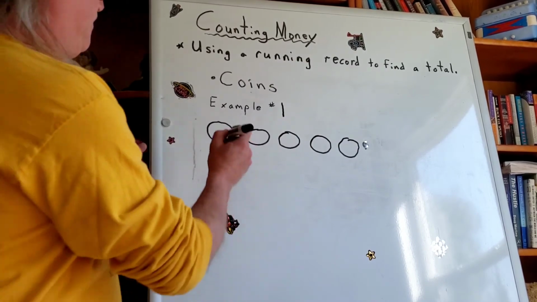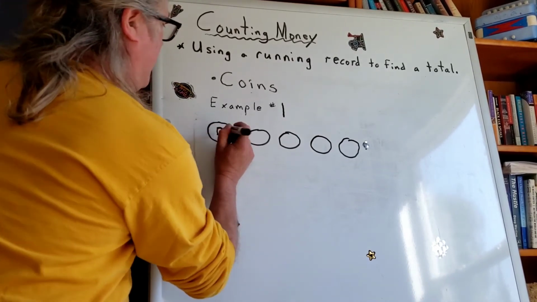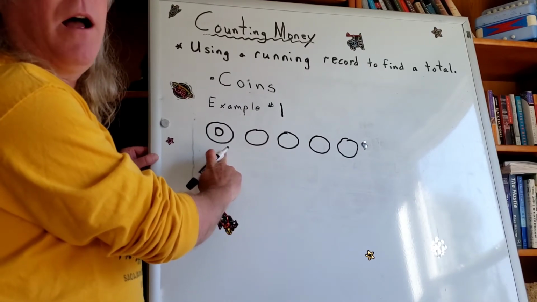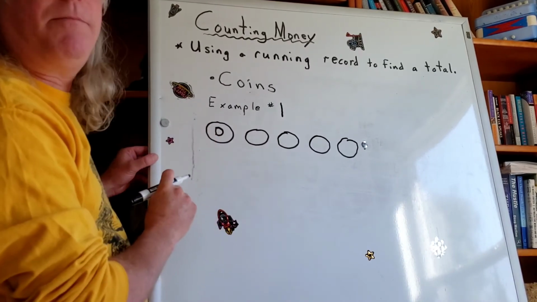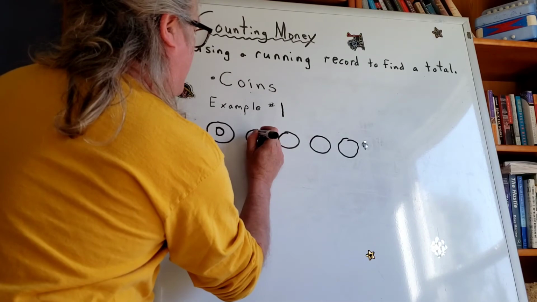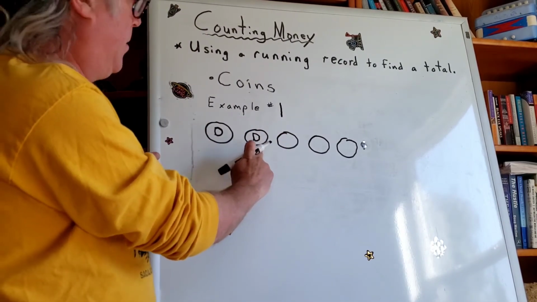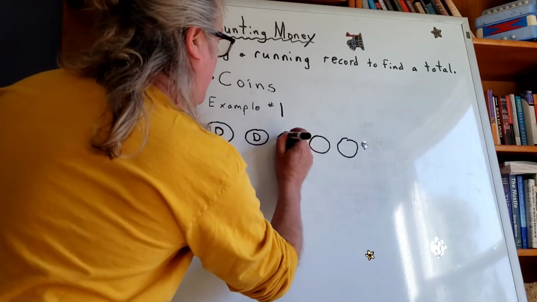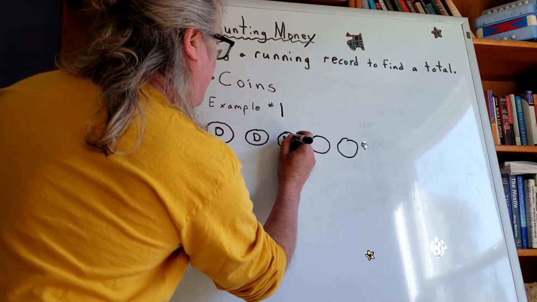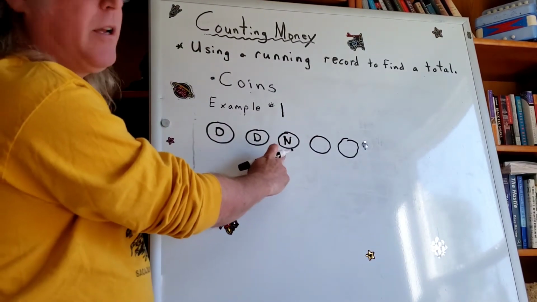For example, my first coin is a dime. I wrote a D. My second coin is also a dime. Another D. An N for nickel.